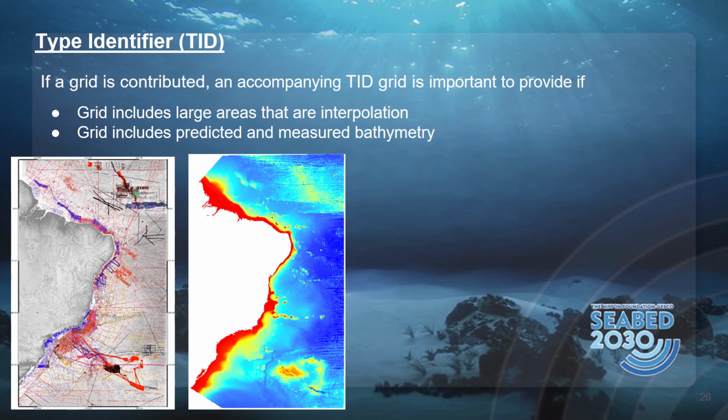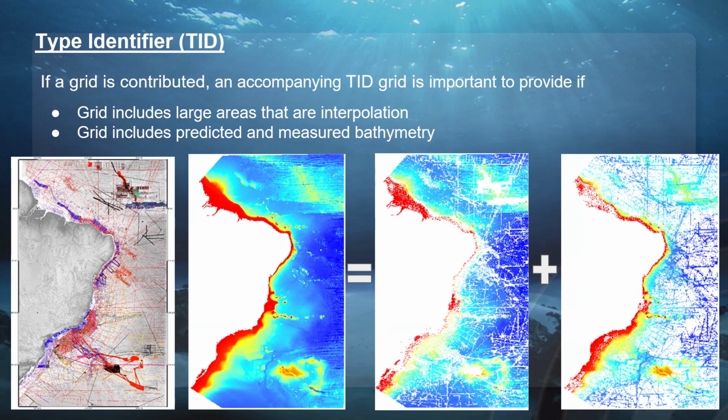A good example of that is the Brazilian DTM that was contributed and has been included in the GEBCO compilation. The contribution is the image on the right, the bathymetry data. The image on the left shows all of the different supporting data that went into creating that, all the track lines and survey areas. We can take that and split that grid apart, so we can show the difference, or at least tag differently as we assemble the data, the predicted bathymetry from the observed bathymetry, and we can better describe where the gaps are.